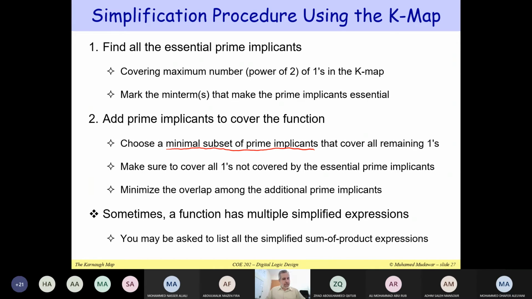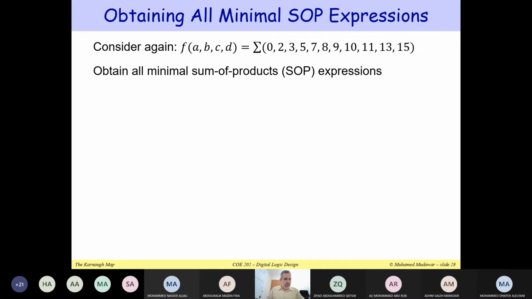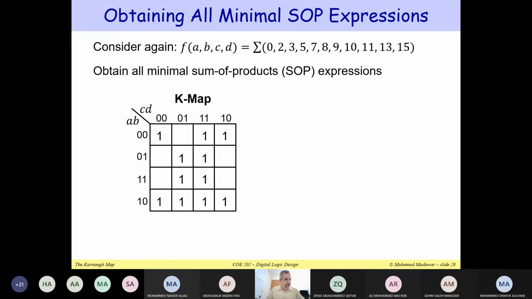So you may be asked to list all the simplified sum of product expressions. In the question, sometimes I ask the students, please tell me what are all the solutions, all the simplified sum of product expressions for the function. So this is the procedure. This is what we call the simplification procedure using the Karnaugh map. Let us go back to the same example. This is exactly the same function that we have seen in the previous slide.